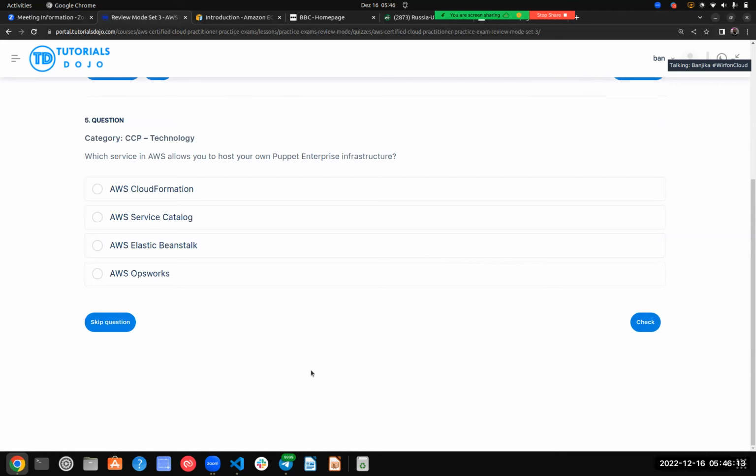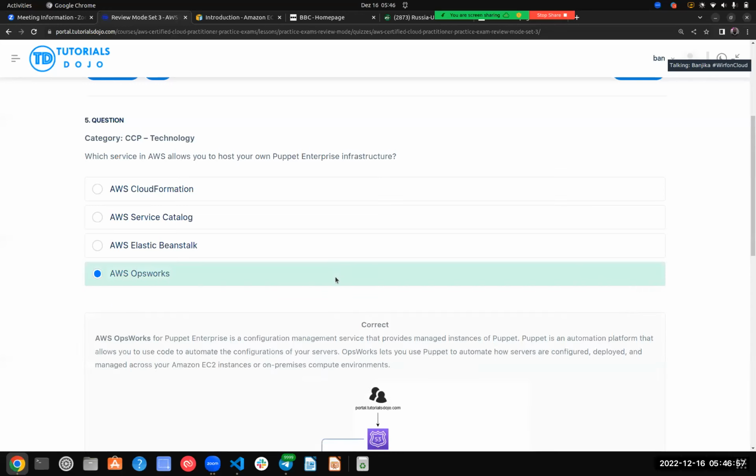Okay, welcome, Edwin. This is for you. Which service in AWS allows you to host your own Puppet Enterprise infrastructure? Is it CloudFormation, Service Catalog, Elastic Beanstalk, or AWS OpsWorks? AWS OpsWorks. Okay. Any thought or different thought? Yeah, I support. Okay.